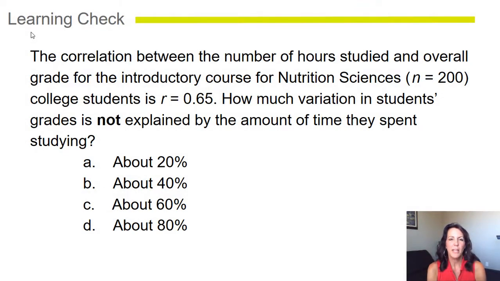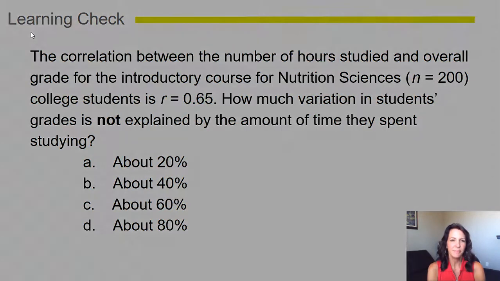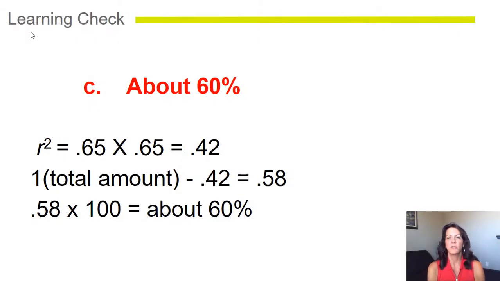Here's another one. The correlation between the number of hours studied and overall grade for an introductory course for nutrition sciences is R equals 0.65. How much variation in the students' grades is not explained by the amount of time they spent studying? So think about how you have to solve this question. Definitely pause the computer to figure it out. And here we go. Our R was 0.65. So we first have to square it to find out what the coefficient of determination is, or what the percent of variance is. So we multiply 0.65 by 0.65 to get 0.42, that coefficient of determination.